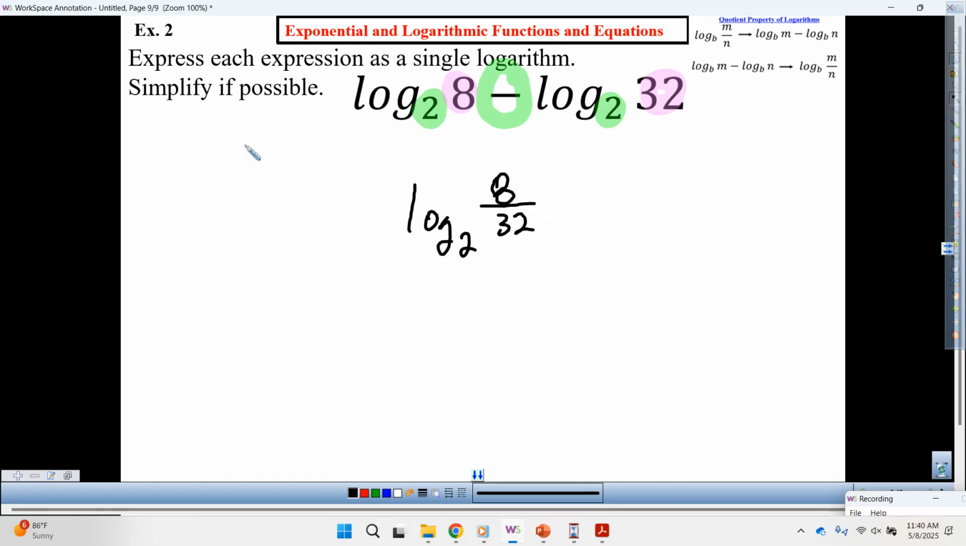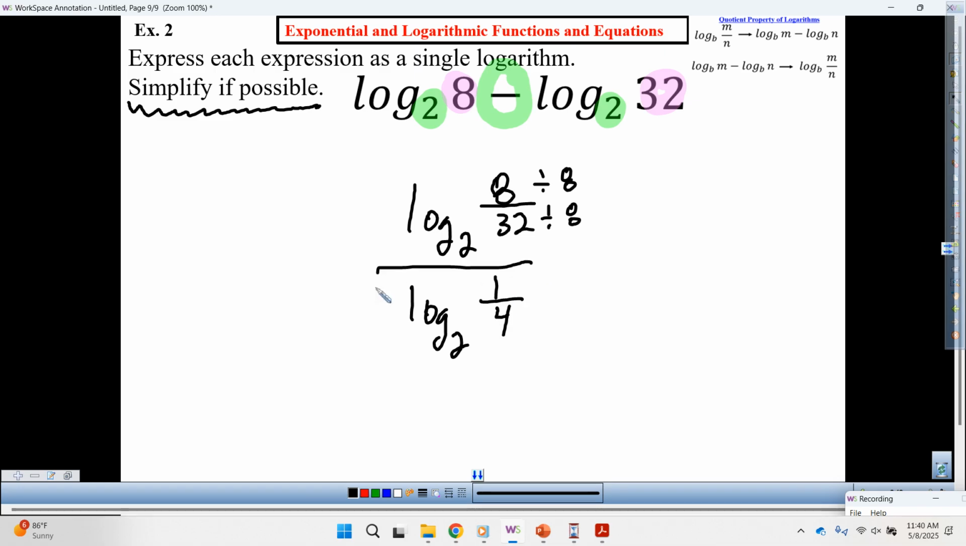All right, we're almost done. What does it say here? Simplify if possible. Log base 2. Can we simplify this anymore? Yeah, divide by 8, divide by 8. That gives me 1 over 4.